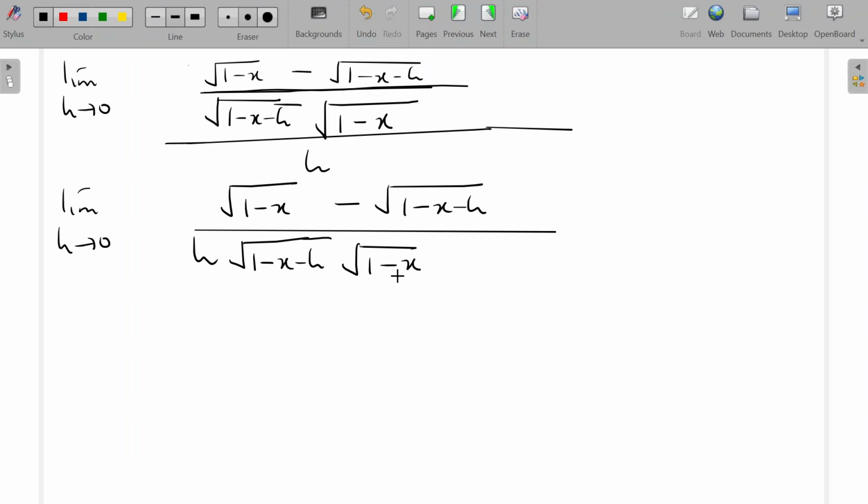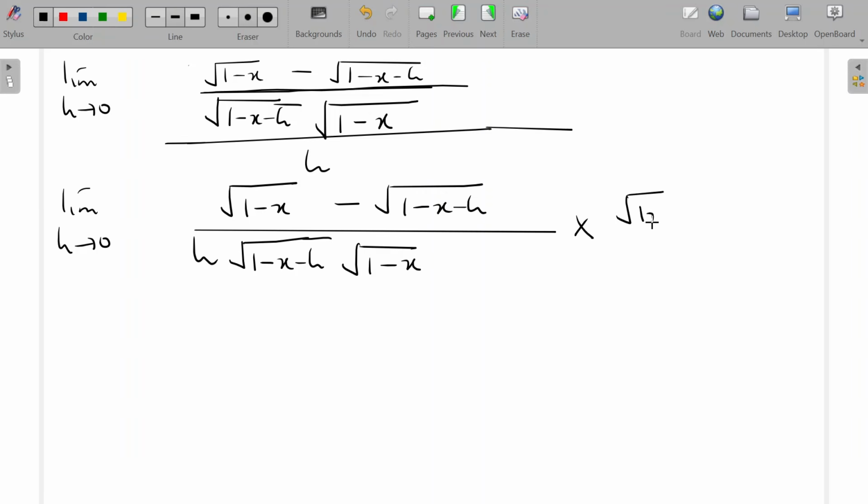So my duty now is to simplify this in such a way that the h at the bottom can be cancelled. How do I do that? I conjugate, or I rationalize. In this case, I'll rationalize the numerator, because that is the only way we can cancel the h. If we have an h on top, we can just cancel and have our derivative.